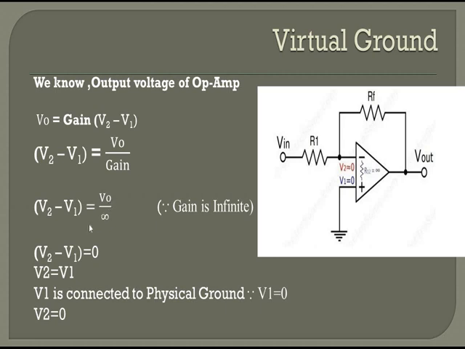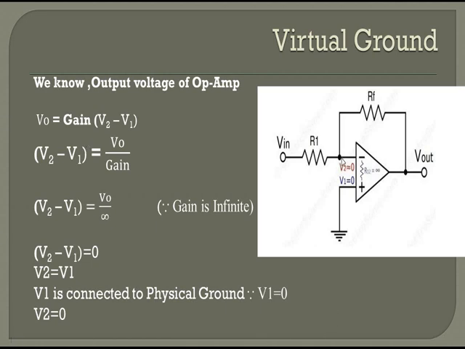we get V2 minus V1 equal to V0 by infinity. Anything divided by infinity is 0. So V2 minus V1 equals 0, and V2 is equal to V1. So V1 is physically grounded, so it is 0. If V1 is 0, then by using virtual ground V2 is also 0. This is the virtual ground concept. This is the proof of virtual ground.